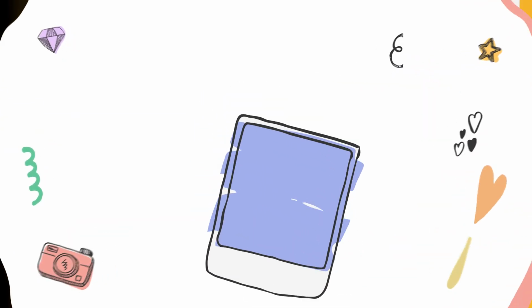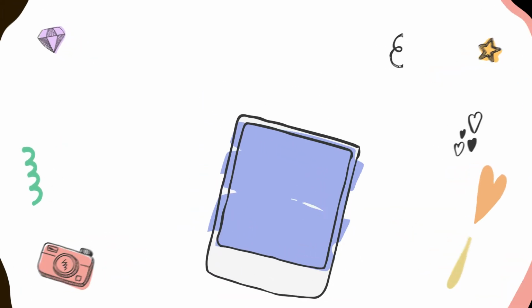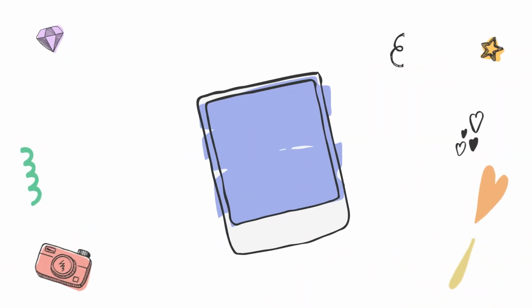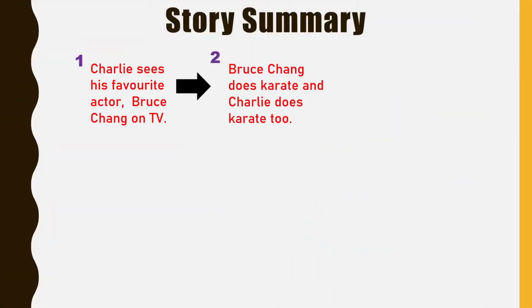Here is a summary of the story in a flowchart, so you'll be able to understand it better. So, the story starts with Charlie watching TV. He was watching his favorite actor, Bruce Chang. Next, he realized that they both did karate every day. This made Charlie love Bruce Chang even more. They have the same interests.